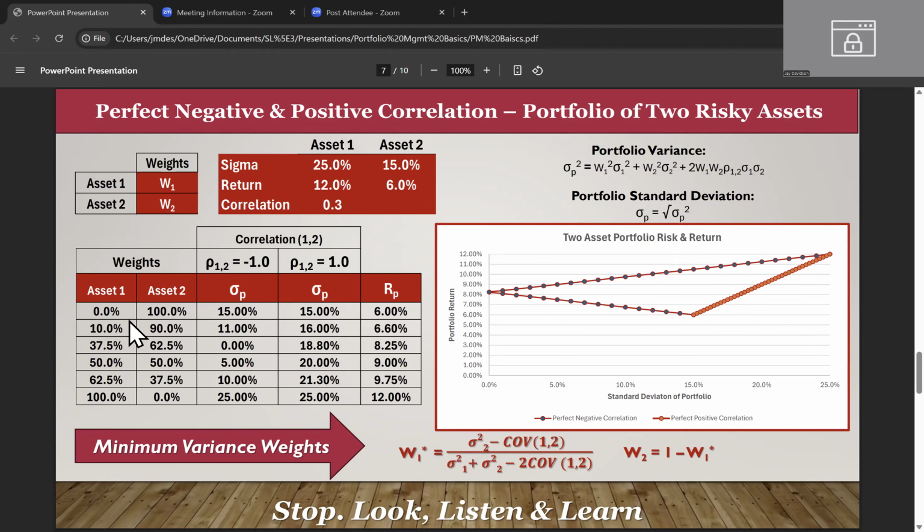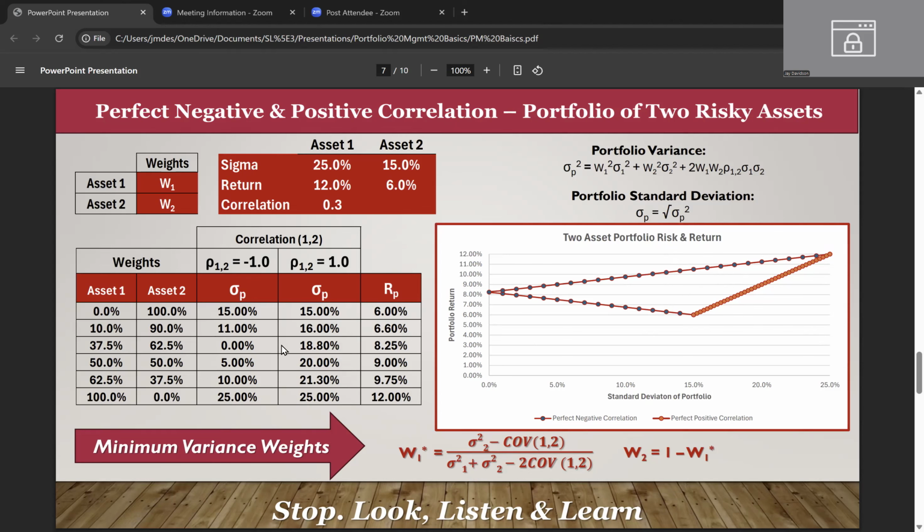So with 100% of the portfolio invested in asset two, you see that the standard deviation is 15%, and that makes sense. But as you start to add more and more of asset one, you see the standard deviation starts to decline. And at 37.5% of the assets invested in asset one and the balance invested in asset two, you can reduce to zero the volatility or the standard deviation of the portfolio. And so that's the minimum variance portfolio.